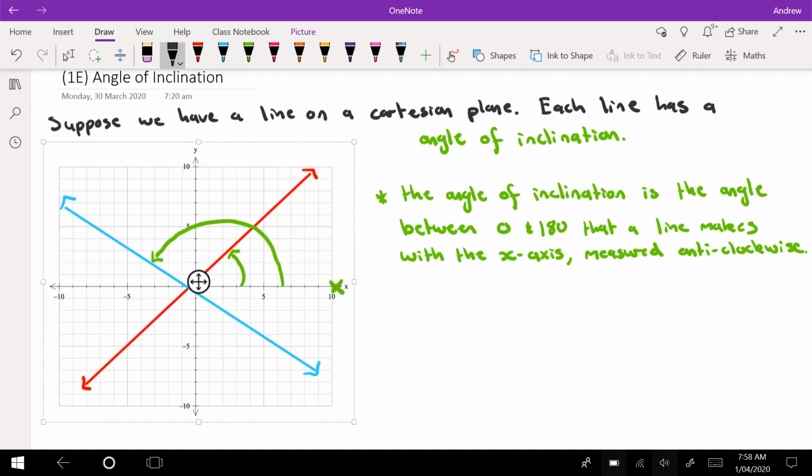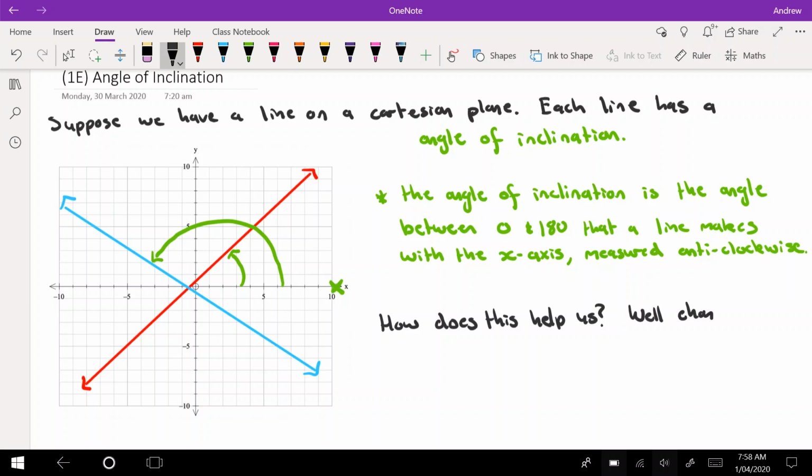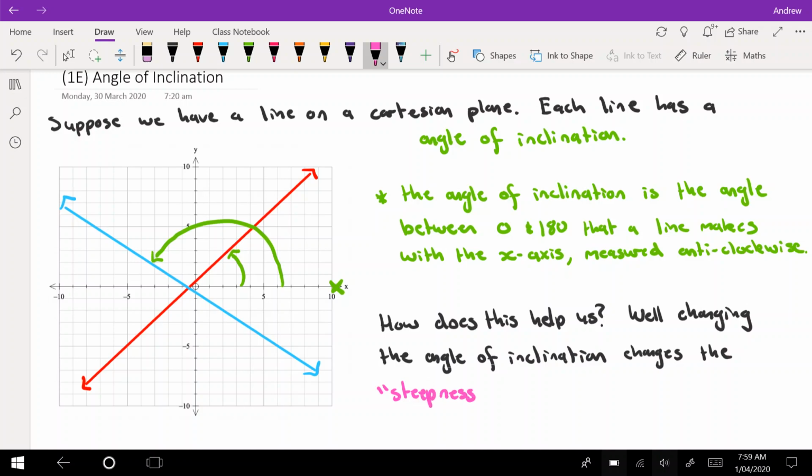Now we have to think, how does this help us? What does this do? How does this give us any sort of information? Well, changing the angle of inclination doesn't just change the angle, it also changes how steep my graph is. It changes how much up or down I'm going. It changes the steepness of our line.